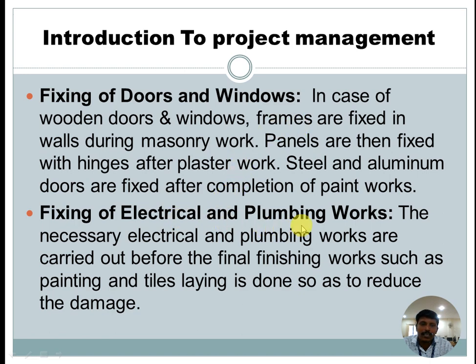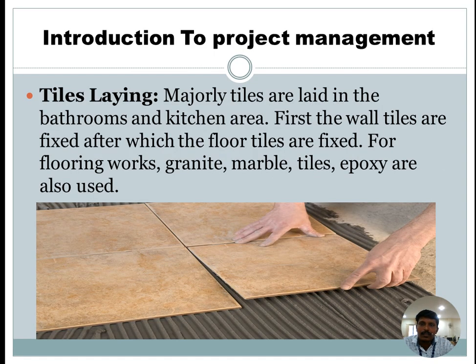Next one, fixing of electrical and plumbing work. The necessary electrical and plumbing work is carried out before the final finishing work, such as painting and tiles laying is done, so as to reduce damage. Next one, tiles laying. After completion of the finishing works, start the tiles laying. Majorly tiles are laid in the bathrooms and kitchen areas. First the wall tiles are fixed, after which the floor tiles are fixed for flooring works.